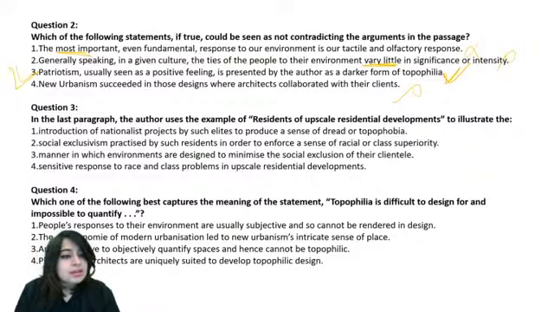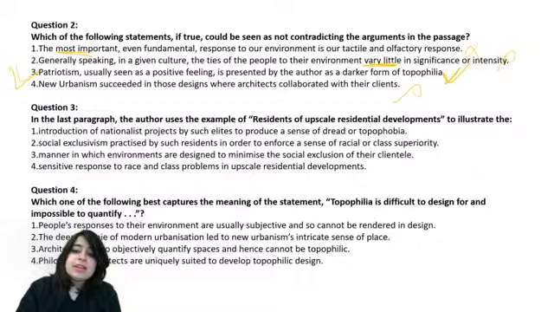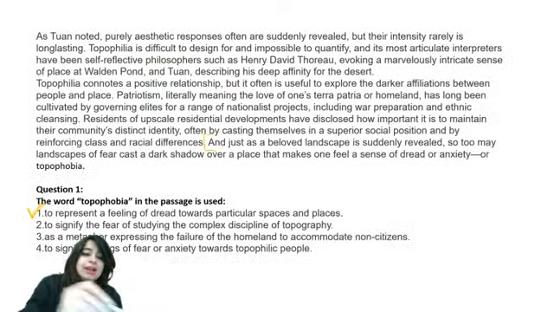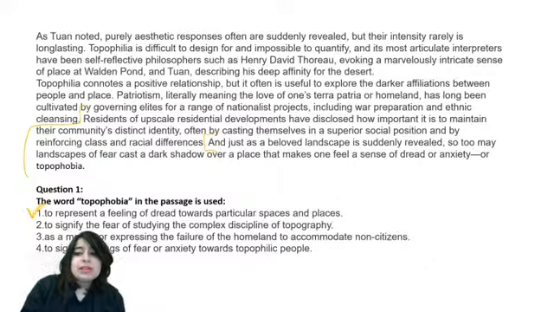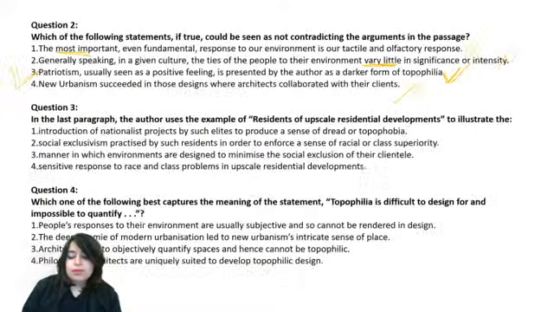The next question asks you, in the last paragraph, the author uses the example of residents of upscale residential developments to illustrate what? Now, what we'll do is we'll go back and read these lines. It says, residents of upscale residential developments have disclosed how important it is to maintain their community's distinct identity, often by casting themselves in superior social position by reinforcing class and racial differences. And further, we have just read what it is.